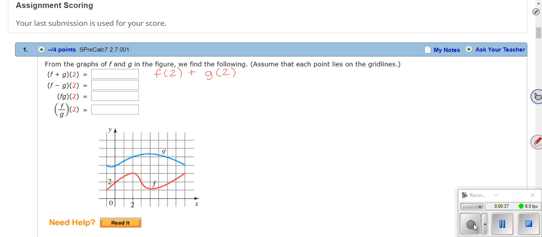Plus g of 2. Okay, that's the easiest way to do these. So look at the graph. What's f of 2 equal? F of 2, you go up, it equals 3. So we're going to have 3 plus g of 2.